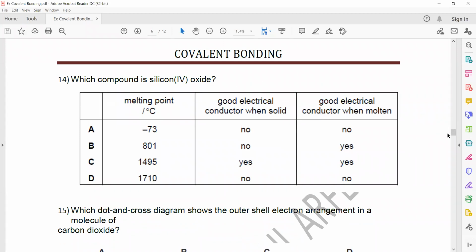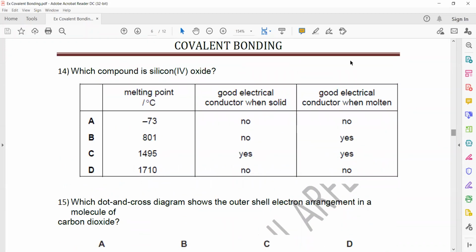Which compound is silicon(IV) oxide? So what are the properties of silicon(IV) oxide, or a giant structure? That it is hard, number one. It does not conduct electricity, even if it is solid or molten. And because it has a giant, macromolecular structure, it should have a high melting point.